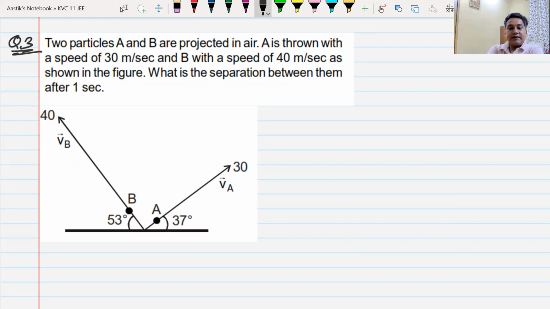Two particles A and B are projected in air. Remember, they are projected in air, so they are basically projectiles. A is thrown with a speed of 30 meters per second. You can see A. B is thrown with a speed of 40 meters per second as shown in the figure. What is the separation between them after 1 second? You have 2 minutes to find it out.